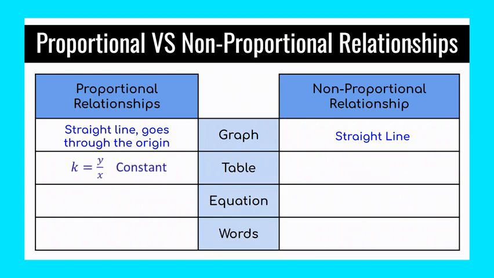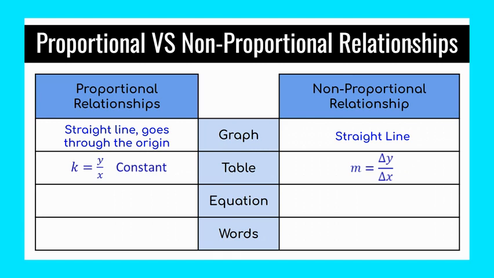In a table, you can tell if something is proportional because when you do y over x for every single row, you get the same k value. It's constant. It's the same thing every time. Every time I do y over x, it's the same. For non-proportional, every time you do y over x, it will be different, or it'll look something more like the change in y over the change in x.